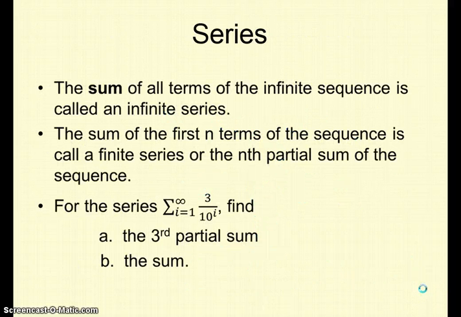Alright, our series. So your series is your sum of all of your terms of an infinite sequence, which is your infinite series. The sum of the first n terms of a sequence is called a finite series, or your partial sum. So for this series, I want you to find the third partial sum. So you're going to find the sum of the first 3 terms.